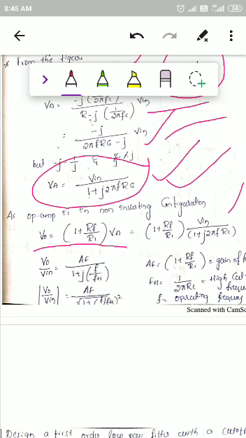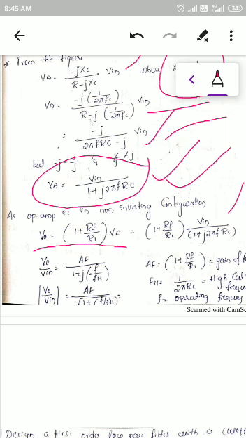Now, to simplify the equations, I have taken 1 plus RF divided by R1 as a gain, that is AF, and FH is the higher cutoff frequency value. FH can be represented as 1 divided by 2 pi RC, that's the higher cutoff frequency, and F is the operating frequency. Just substitute these values in the above equation.